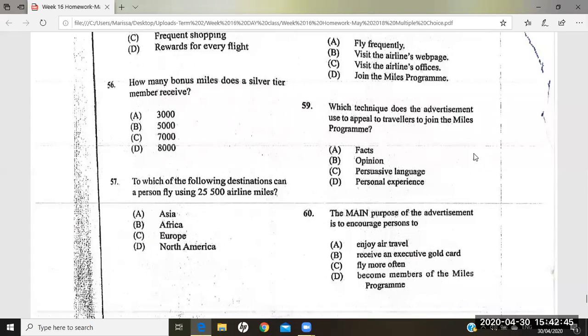Miss, I put A. A, the answer is a fact, because everything that is being said here is true. So very good. And 60, Alicia, it says the main purpose of the advertisement is to encourage persons to do what? Just remember, Alicia, they were talking about joining the Caribbean Miles program. So what is the main purpose? Yes, the ad has different purposes. It gives us different information. But what was the overall purpose, Alicia? Very good. It is D, to become members of the Miles program.